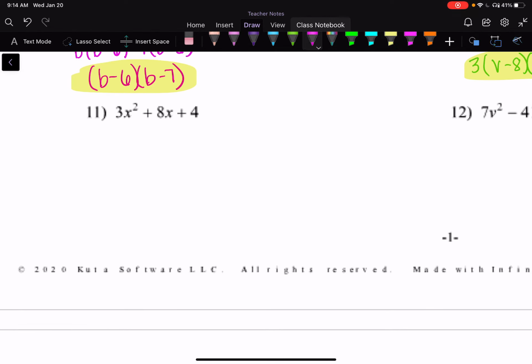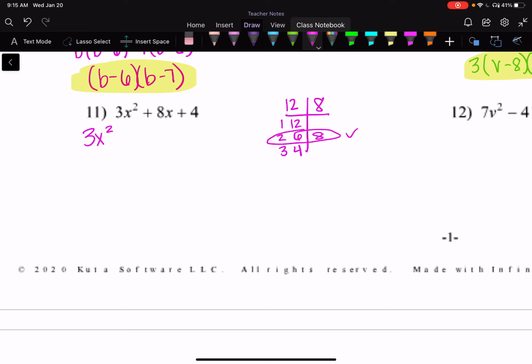Number 11. Again, I notice that my a value is not 1, so I'm going to check for a GCF. I'm going to see if I can divide 3 into all of my numbers. I look to 8, and I know that 3 cannot go into 8, so I must not have a GCF. I'll do my a times c chart, so 3 times 4 gives me 12, and my b value is 8. Now I'll get all of my factors of 12, which is 1 and 12, 2 and 6, 3 and 4. We can see that 2 and 6 will give me 8, so now I will bust up my b.